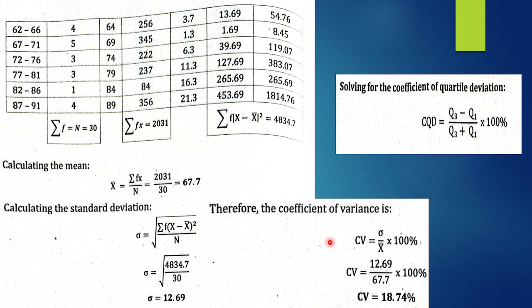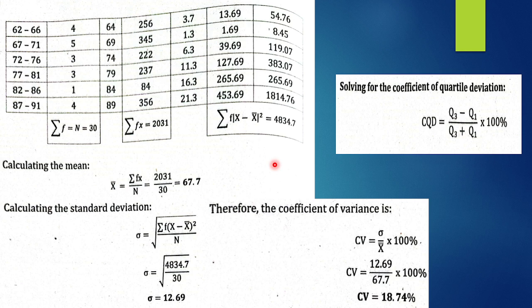All right, let's continue. Where are we? So here. Our summation of f multiplied to the absolute value of x minus mean that being powered by 2 is 4834.7. Now let's calculate the standard deviation. So standard deviation is equal to the square root of the summation of f multiplied to the quantity of x minus mean that being powered by 2 all over n.